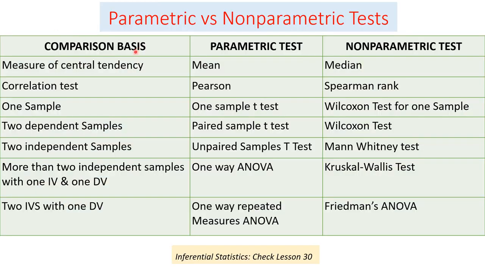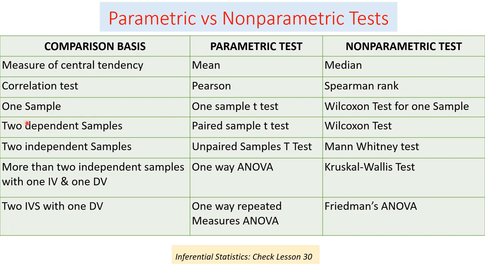Now let us see the list of parametric tests and some of their counterpart non-parametric tests. So the measure of central tendency can be measured with the mean in the case of a parametric test, whereas in the case of a non-parametric test, the measure of central tendency can be measured with the median. And for the correlation test, in the case of parametric, Pearson correlation can be used. In the case of non-parametric, Spearman rank correlation can be used.